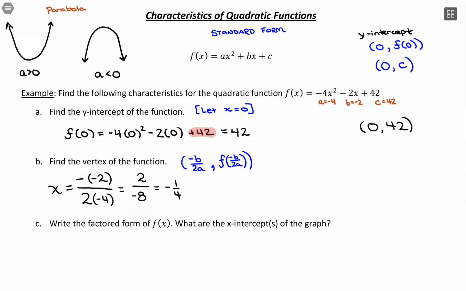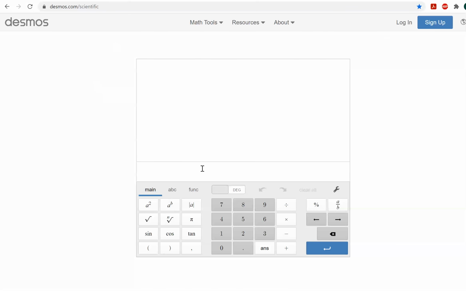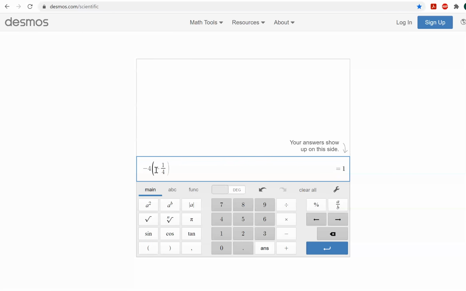Now to find the y value, we're going to look at f of negative 1/4. Here, I'm going to use a calculator to help me out. So let's see how this plugs into a calculator. We have our scientific calculator, and wherever I see x in my function, I'm going to plug in negative 1/4. So negative 4 times negative 1/4, and that's going to be squared, and then minus 2 times negative 1/4.